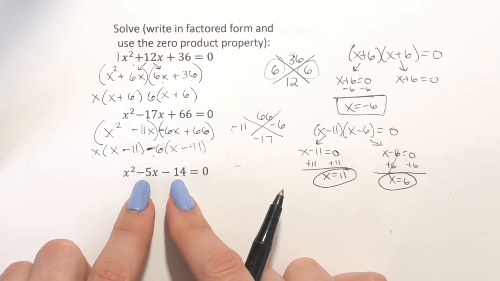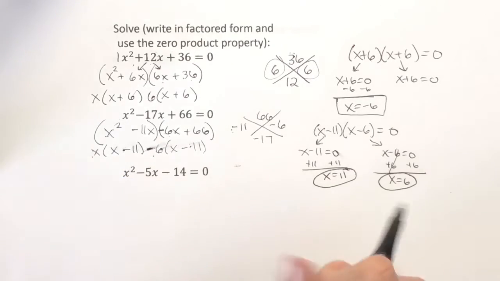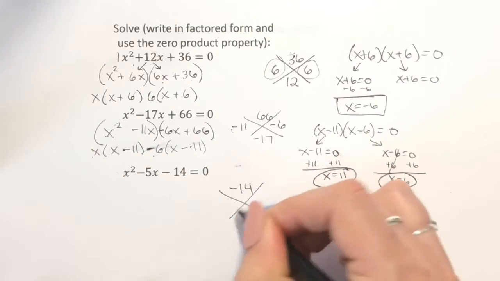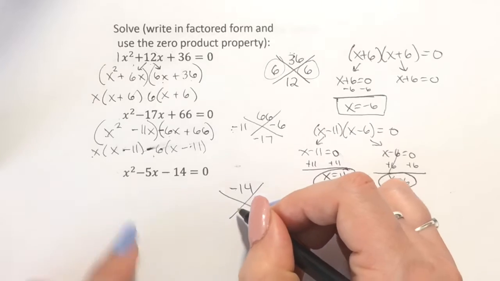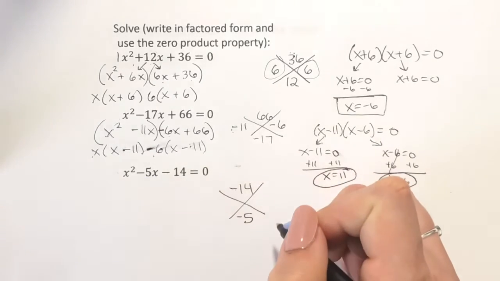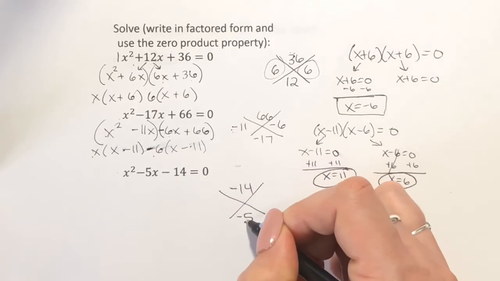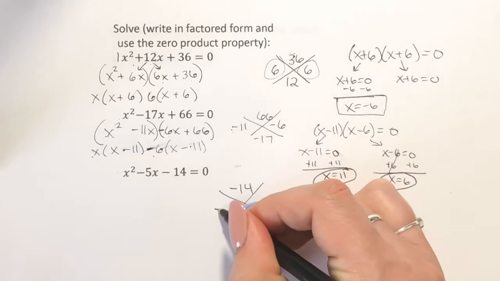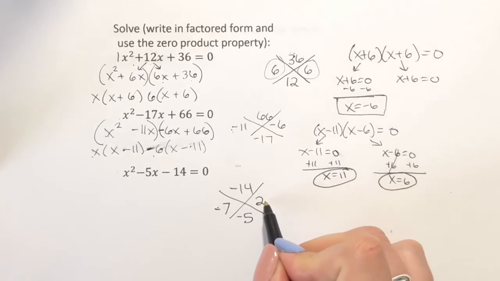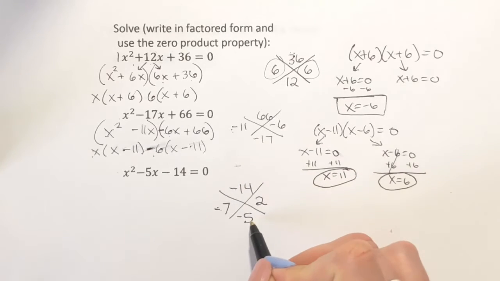So if we do the shortcut on this one, again, it only works if there's a 1x squared in the front. I do 1 times -14 is still just -14. And I think what multiplies to be -14 but adds to be -5. The signs on this one are kind of tricky, so be careful with that. 7 and 2 make 14, but in order for it to add to be a -5, we want -7 and +2. So when I times those, -7 times 2 is -14, but -7 plus 2 is -5.